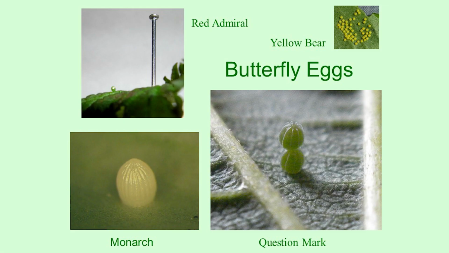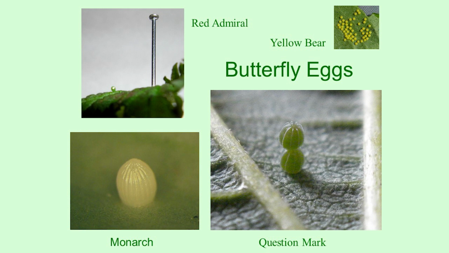Here are some examples of eggs. The top left is a red admiral egg. You can see that is the smallest stick pin that I could find, and you can see how small that red admiral egg is. And below that is a monarch egg, which is off-white and has little ridges. That's how you kind of recognize a monarch egg.